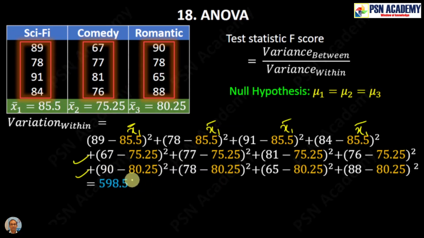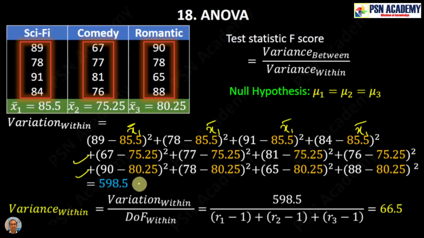So this is variation, not variance. For calculation of the variance within, we have to divide this variation within by the degrees of freedom within. Degrees of freedom for this one is 4 minus 1, that is 3. This one also 4 minus 1, that is 3. Here also 4 minus 1, that is 3. So 3 plus 3 plus 3 makes 9. Divide this 598.5 by 9 and you will get 66.5 as the variance within.